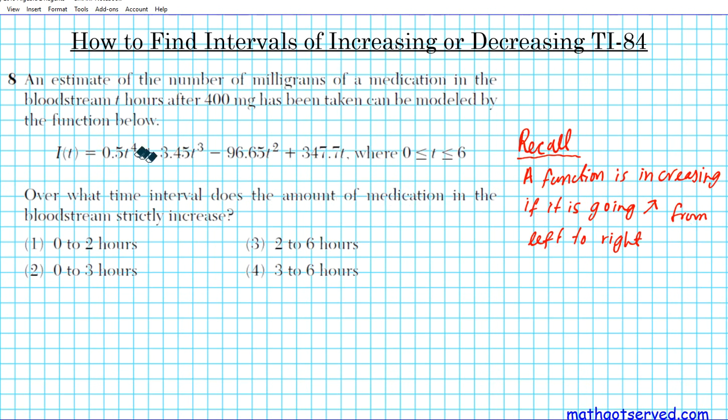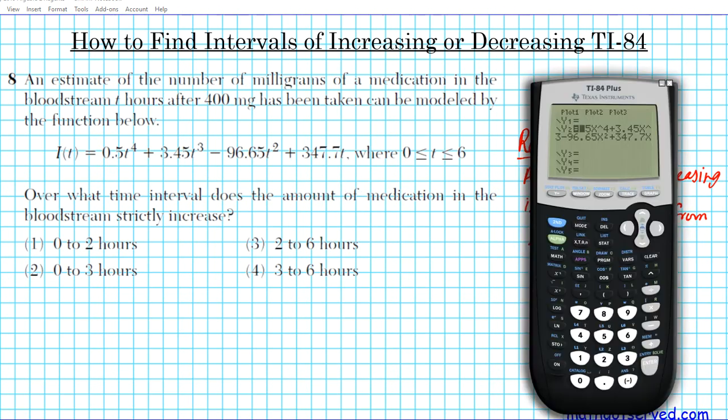So what we're going to do is enter this function into our calculators, and then graph it and see where it's increasing. You can just enter this in your graphing calculator. Press the Y button, and then enter this function: 0.54x to the fourth plus 3.45x to the third minus 96.64x squared plus 347.7x.